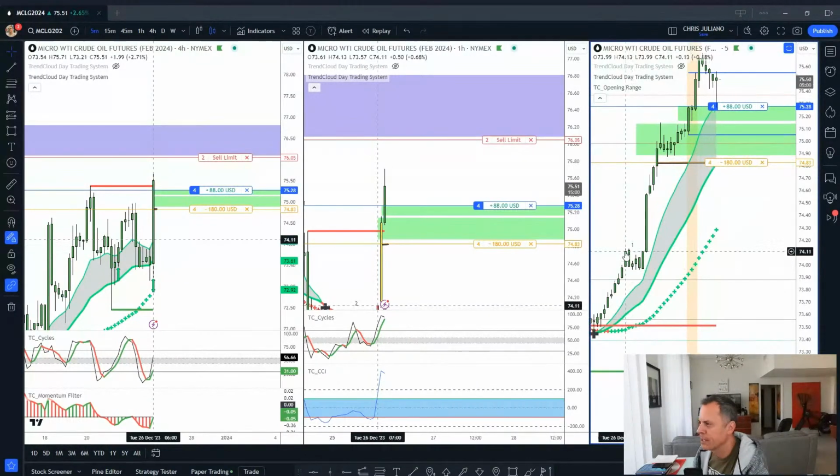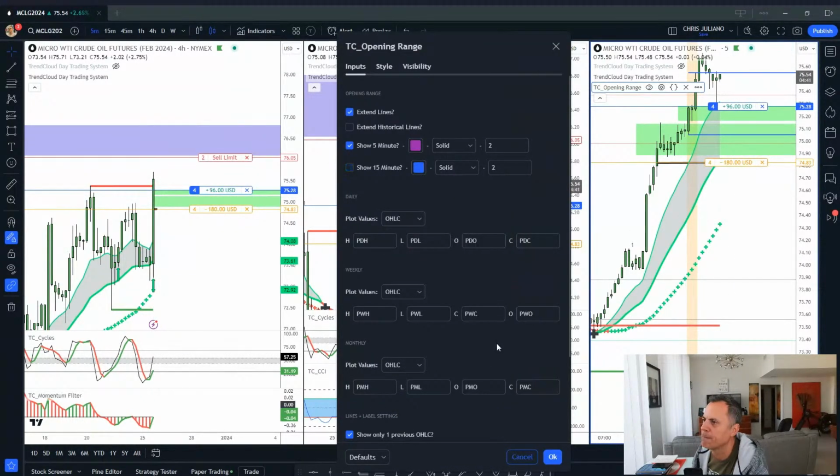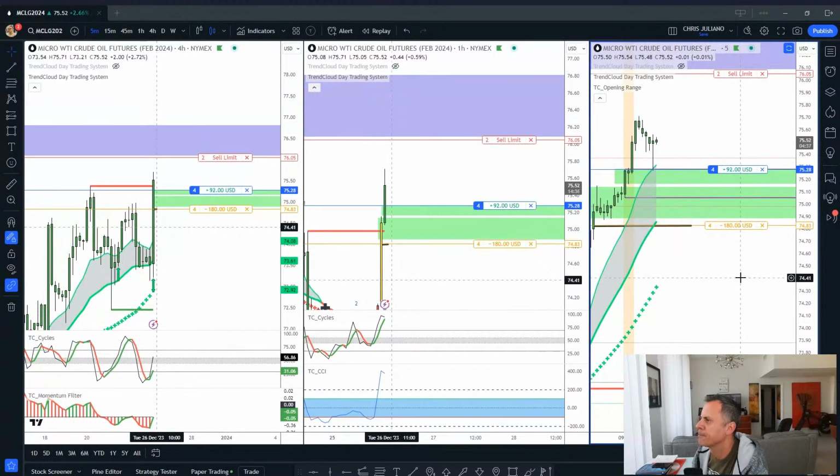Eight o'clock in the morning, it did pull back and make this little formation here. We did not get a trend cloud signal on that 5-minute chart there, because it didn't pull back far enough, right? So it came down, just touched the top of that 5-minute trend cloud.